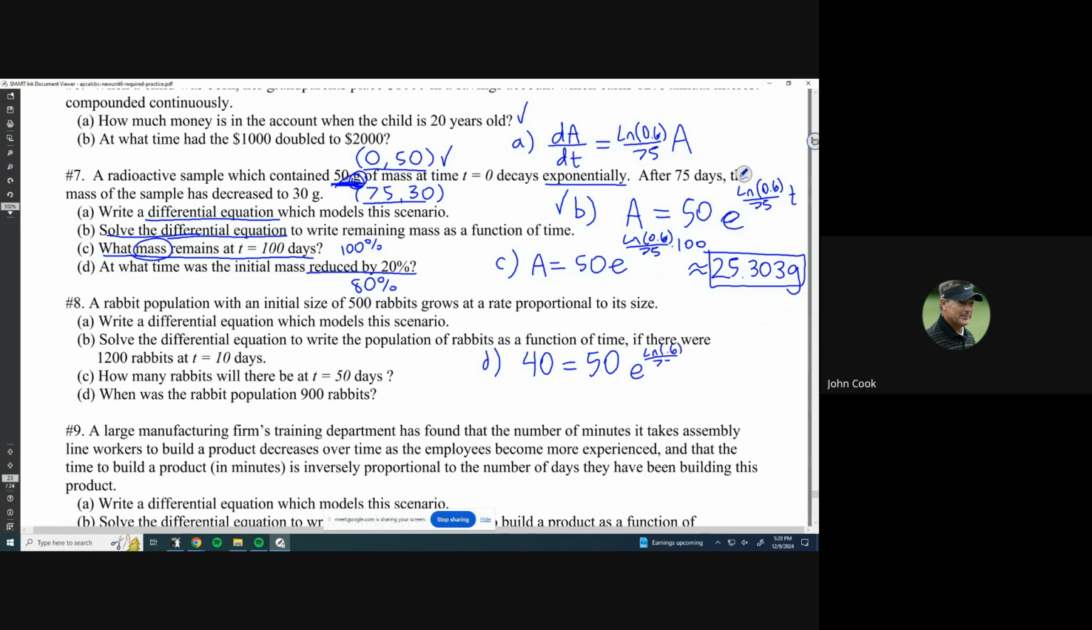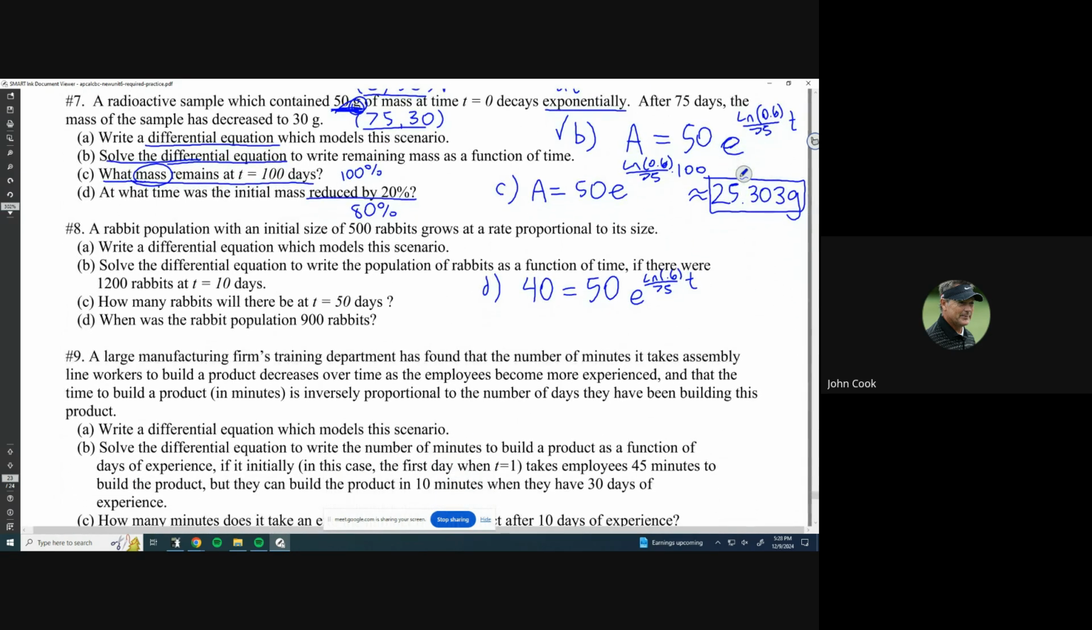So we're going to use our solving technique and our calculators to find out what t is going to be. Okay, so first things first, we divide both sides by 50 to get rid of that coefficient out in front of the exponential function. 50 over 50 is 1. 40 over 50 is 0.8. Now to get rid of the e, we take the natural log of both sides. And that just cancels out the e part, doesn't it?